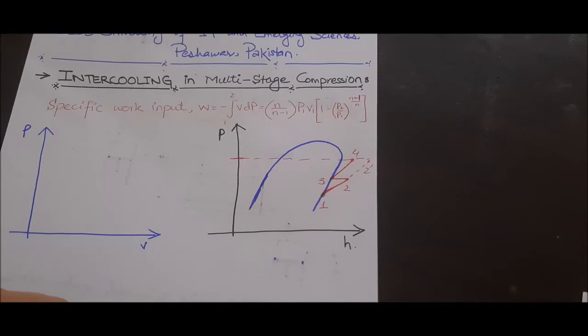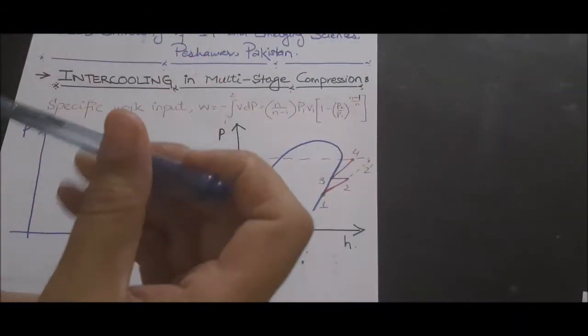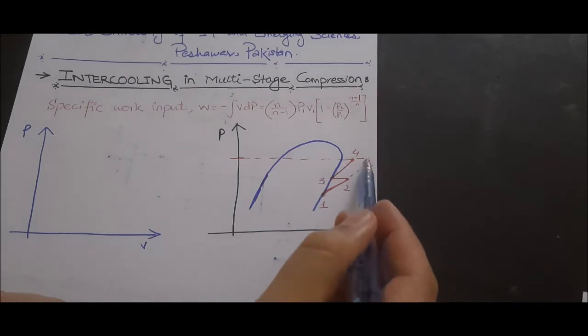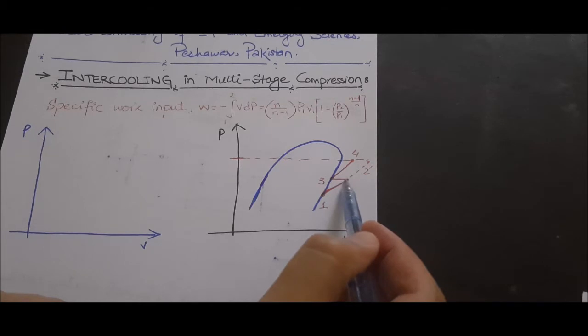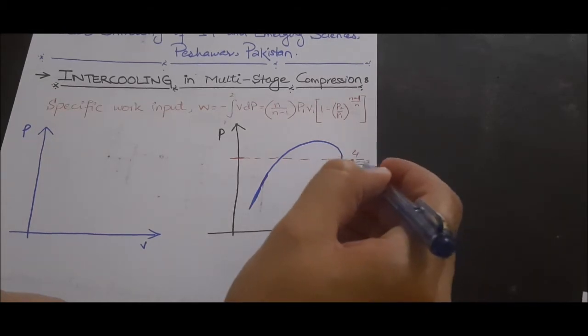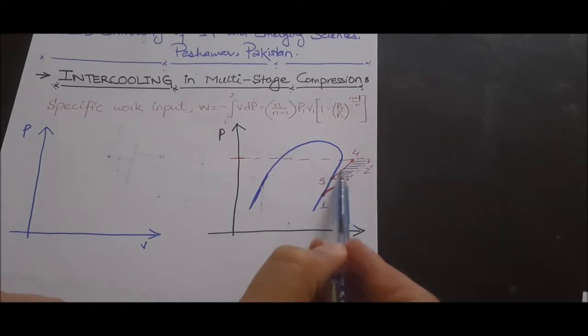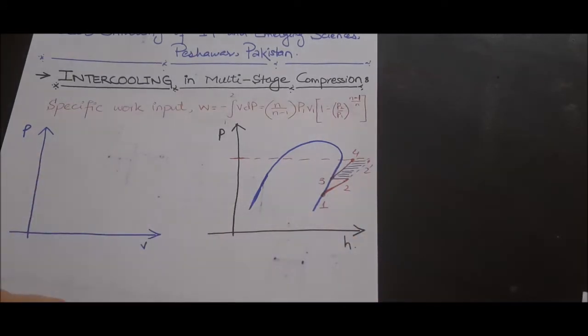So it means that due to multi compression, this much work, as you can see, let me highlight it, this much work has been saved due to multi compression and due to intercooling between the two compressions, because we have performed the intercooling process between the two compressions.